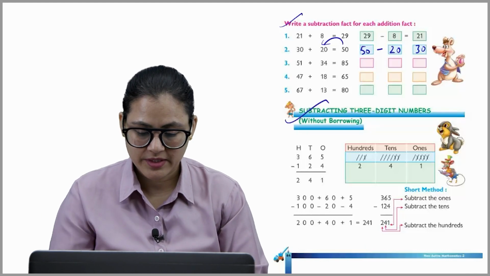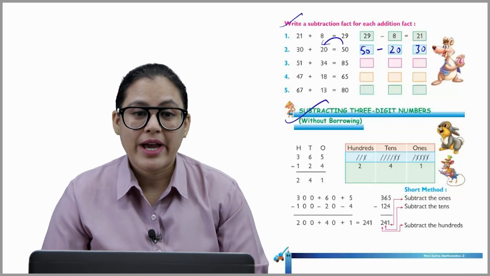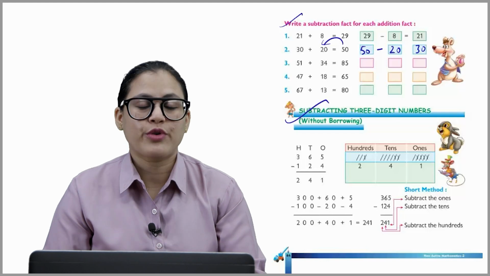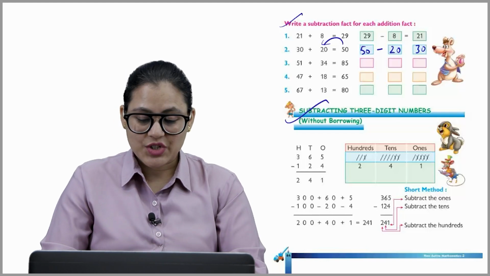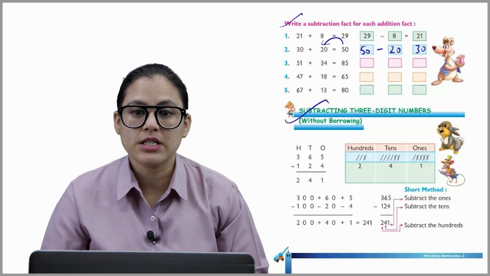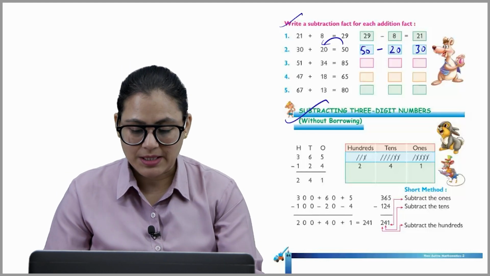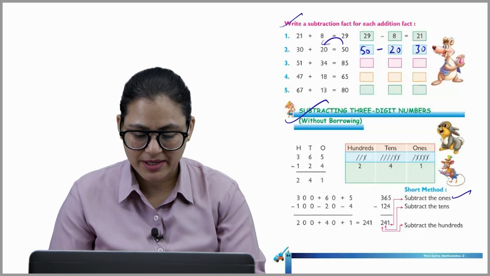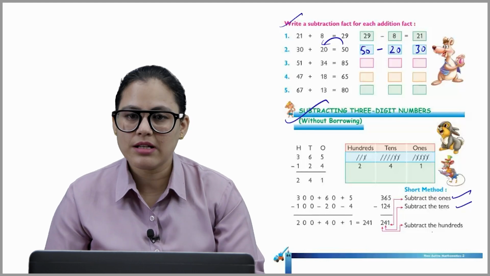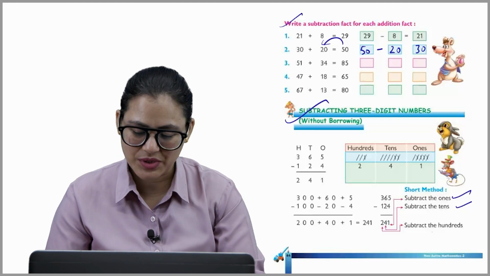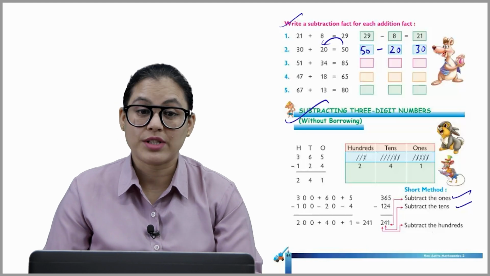Next, subtracting 3-digit numbers without borrowing. Okay, see, we have to subtract 124 from 365. Okay, let's check out first method, that is the short method. Subtract the ones, that is 5 minus 4, 1. Then subtract the tens, 6 minus 2 is 4. And then subtract the hundreds, that is 3 minus 1, 2. So the answer is 241.